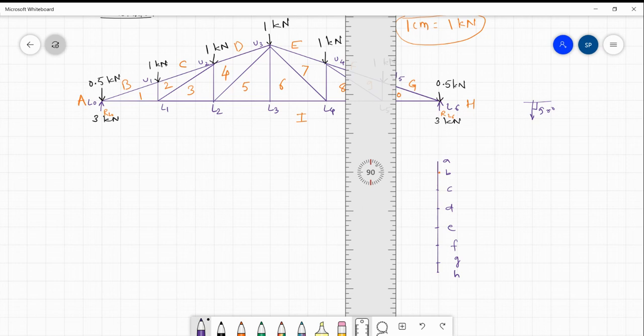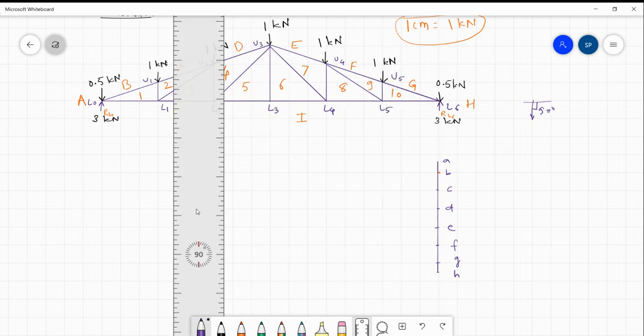Right? Now we have to mark the support reaction. Support reaction H to I. It's vertically upward. So all the external loads were moving vertically downward, whereas this is vertically upward. So from point H you have to move in the upward direction to mark that force.